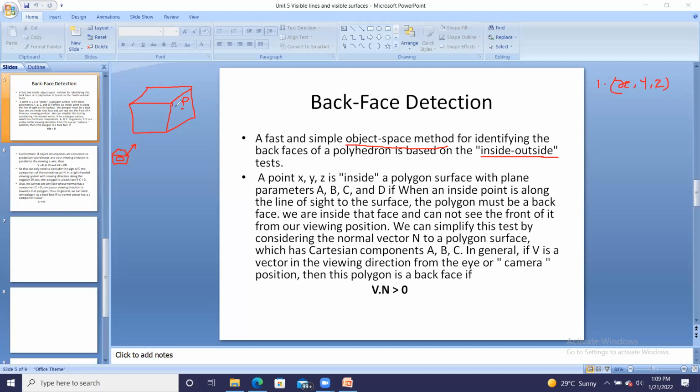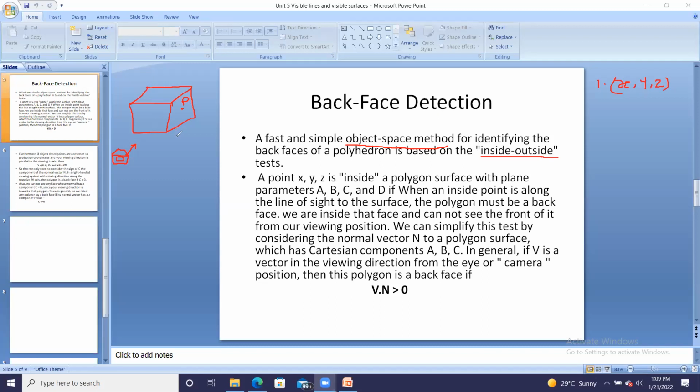So for this particular point P, I will check whether this point is inside or outside the polyhedron. Hello, ma'am. Yes, students. Ma'am, diagram is not visible. Diagram is not visible. Yes, ma'am, now visible. Okay, maybe lag is there somewhat, but okay.